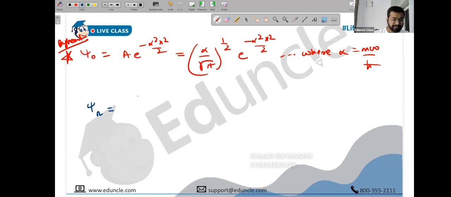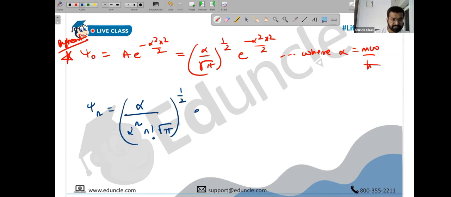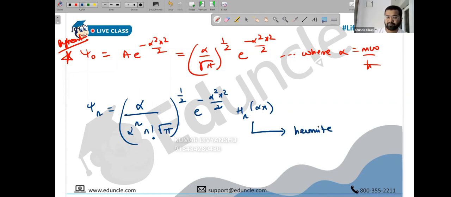So psi n is given by (alpha upon 2 raised to n, n factorial, root pi) the whole raised to half, e raised to minus alpha square x square by 2, into H n. We have something known as the Hermite polynomial here. What is that? You don't have to ask me now; you will learn it eventually in your MSc or later. This is known as a Hermite polynomial, and it depends on the type of polynomial. You can write that the value of the Hermite polynomial for the ground state is 1.